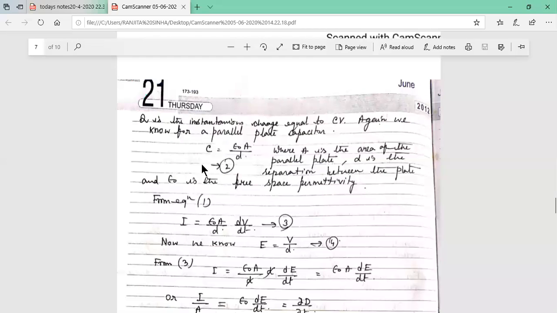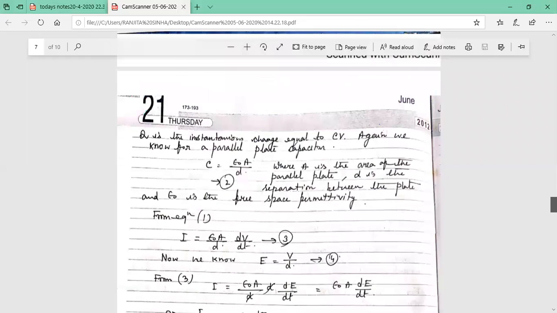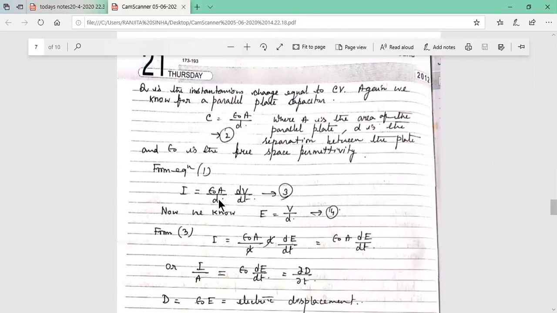Come to equation number 1. We are replacing C by epsilon 0 A by d. Initially equation 1 was C into dV by dt, so we replace the value of C here, that is epsilon 0 A by d into dV by dt. So this is equation 3. Again we know E equal to V by d. Now equation 3 we can write as epsilon 0 A by d into dV by dt.